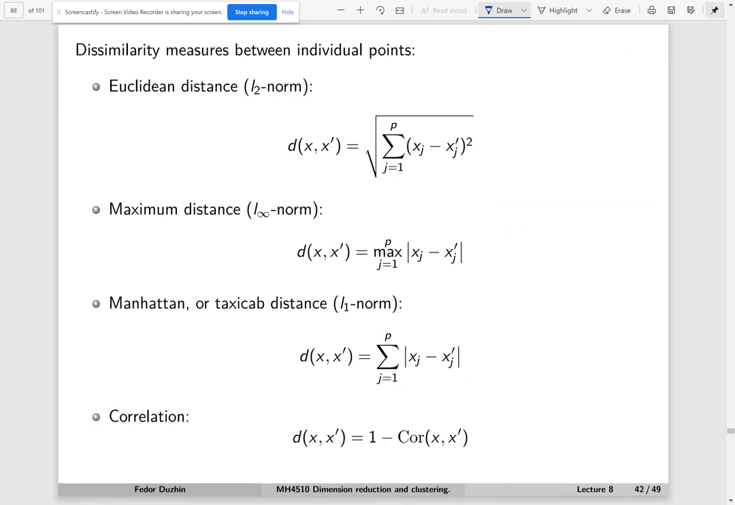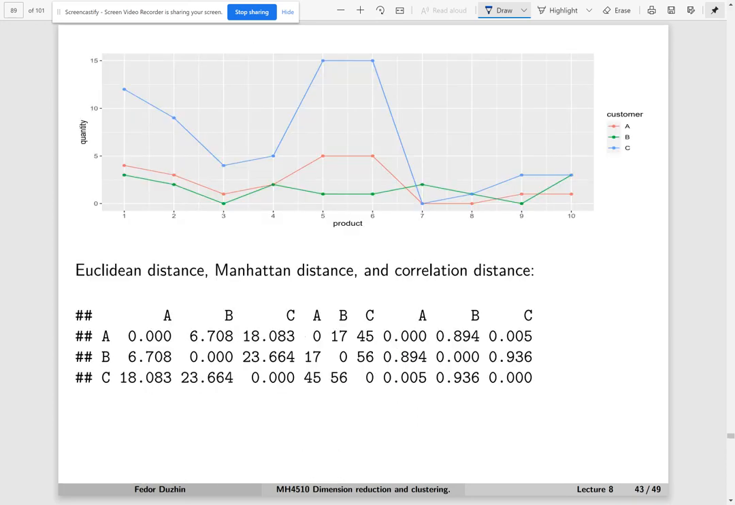And correlation distance is very similar. It is a very, very different method to measure dissimilarity between individual points. Now, let me explain why correlation distance is different and why sometimes it is good to measure dissimilarity via correlation rather than via Euclidean or Manhattan distance, right?